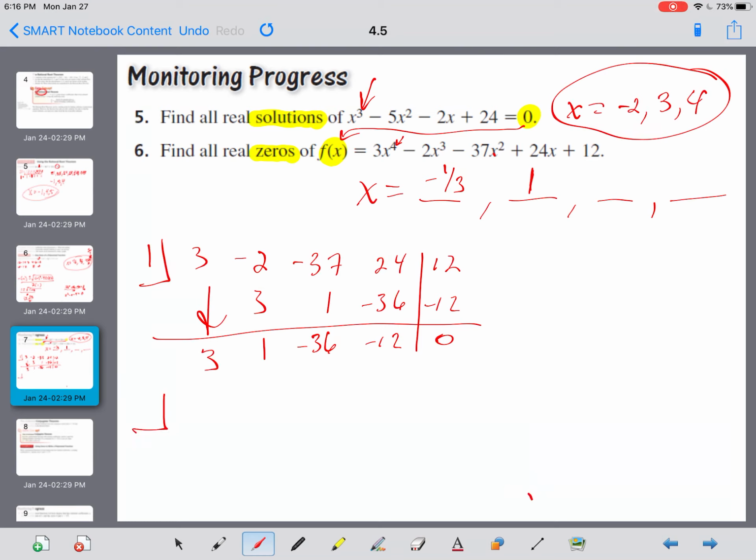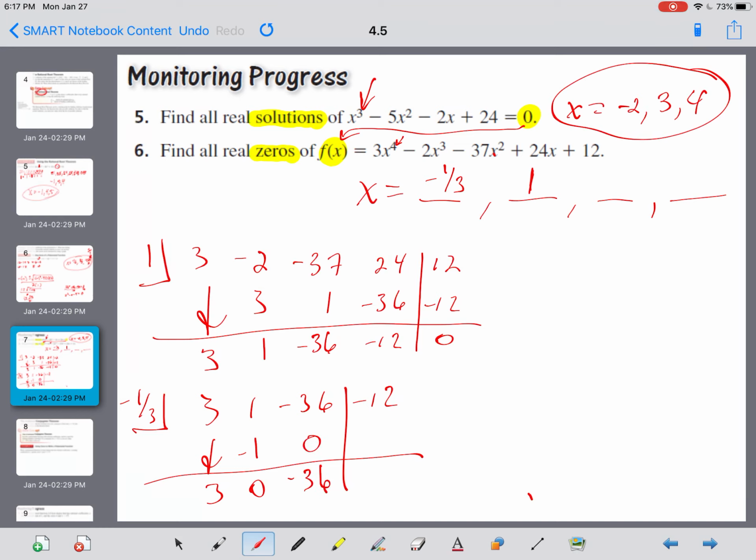Now all we got to do is do one more. 3, 1, negative 36, negative 12. Drop the 3, and we're doing a negative 1/3. Negative 1/3 times 3 is negative 1. Negative 1 and negative 1 is 0. Anything times 0 is 0. Negative 36 drops that way. Negative and negative makes positive. 1/3 of 36, or 36 divided by 3 is 12, and we get a 0. So that's my x squared.